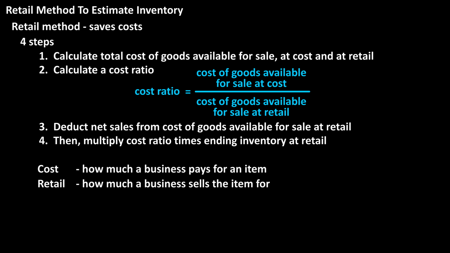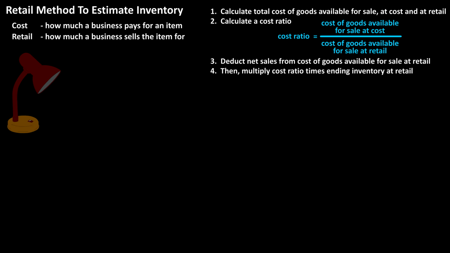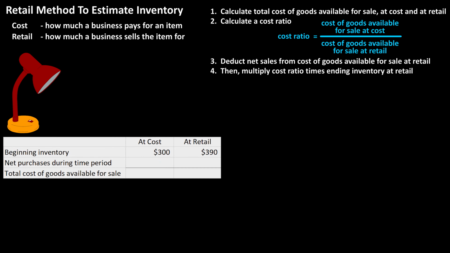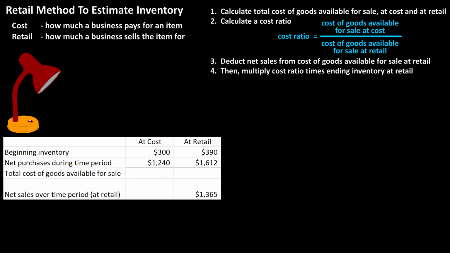Let's go through a very basic example, and we'll create a chart as we go. A business sells an item, say a desk lamp. The beginning inventory at cost is $300 and $390 at retail. Over a given time period, the business restocks the item as it sells. Over this period, the purchases made have a value of $1,240 at cost and $1,612 at retail. The net sales over this period are $1,365 at retail. So what is the estimated ending inventory at cost?